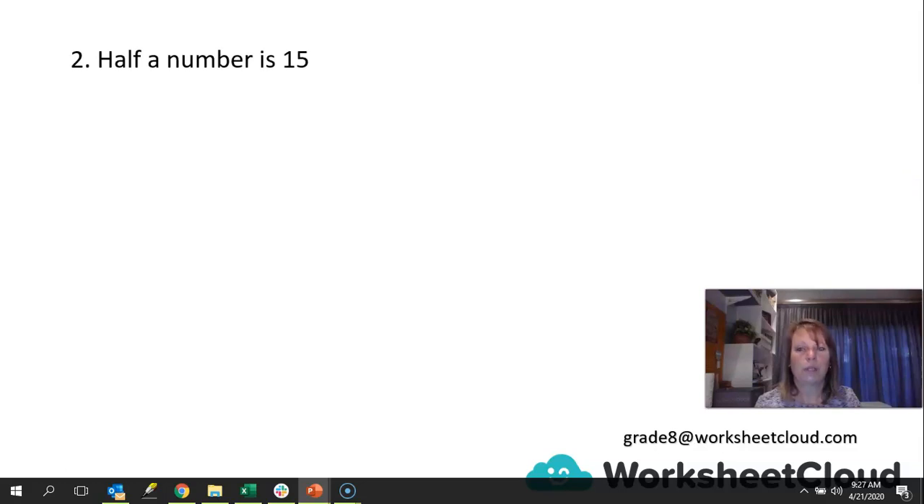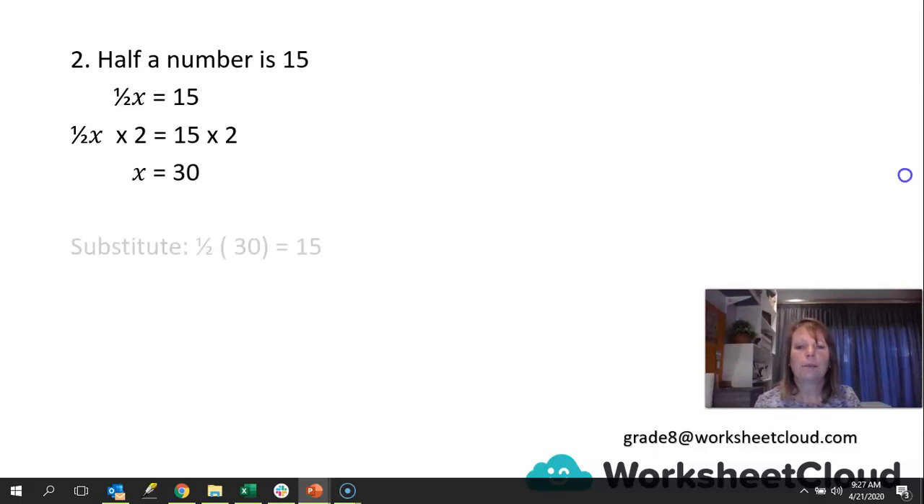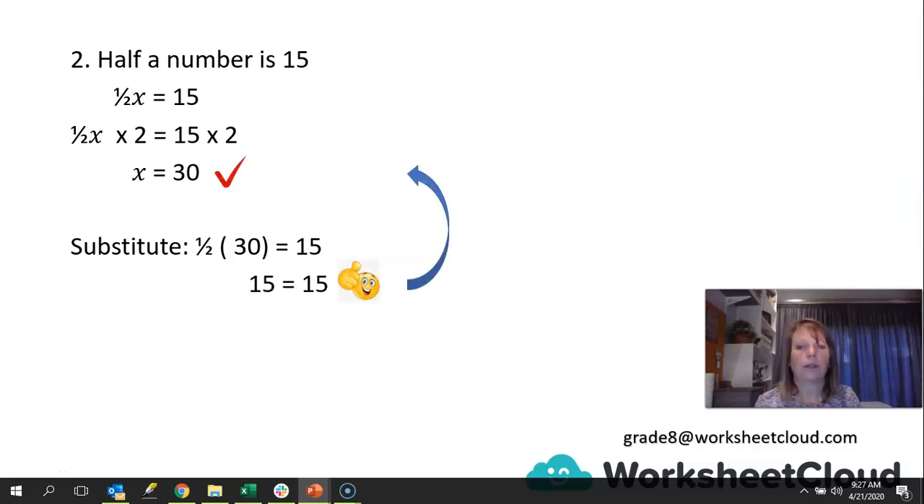Let's look at number 2. Half a number is 15. We've got half x is equal to 15. What we need to do now, the inverse of that half, would be to times it by 2. Remember, half x is the same as x over 2 or x divided by 2. So we would go half x times 2 is equal to 15 times 2, because we've got to keep that scale balanced, which means that x is equal to 30. Okay, substitute it back in. Half of 30 is equal to 15. Both sides of the scale are balanced. Therefore, you are right, and x is actually 30.